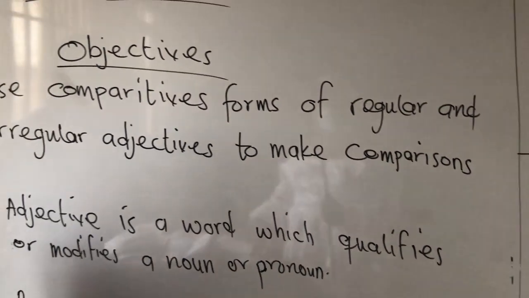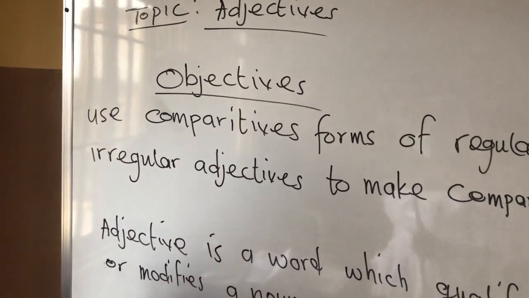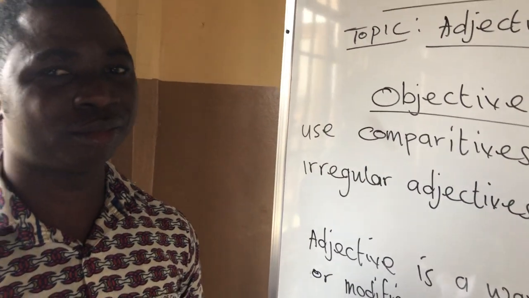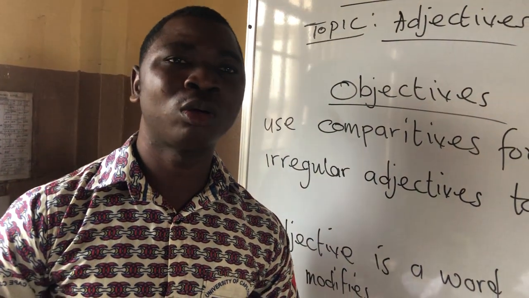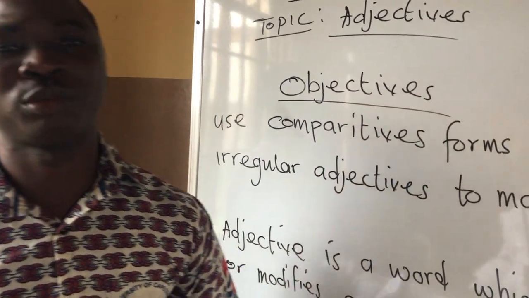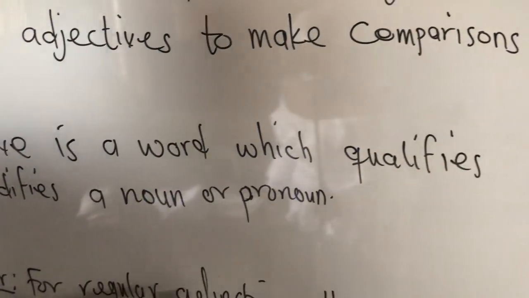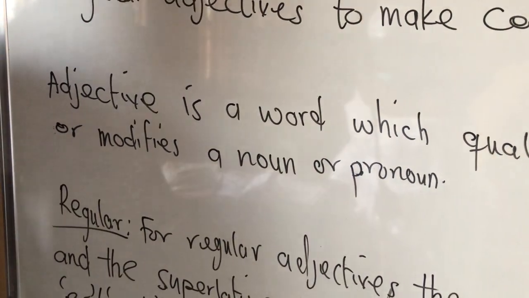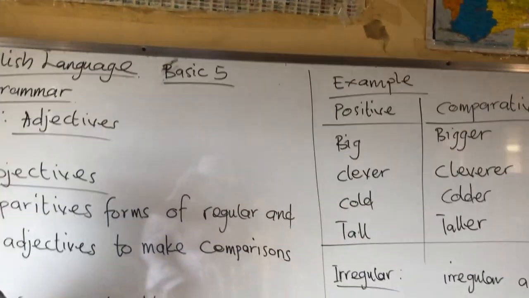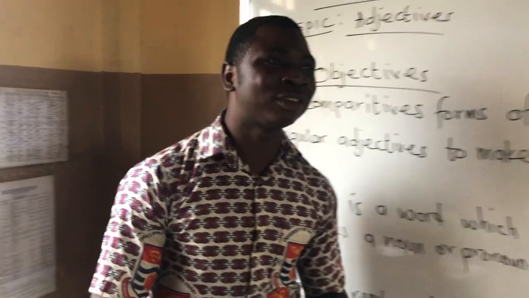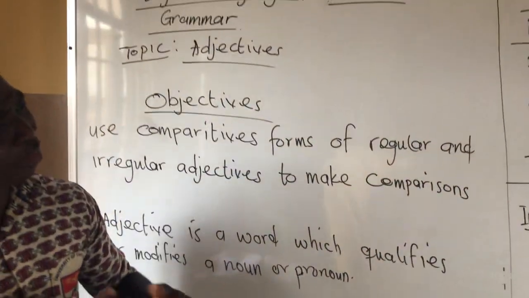So, what is an adjective? An adjective is a word that describes, qualifies, or modifies a noun or pronoun. So say adjectives. An adjective is a word which qualifies or modifies a noun or pronoun. You have learned adjectives in P4, so we won't talk about it too much in grade 5, that's class 5. So give me some examples of adjectives.